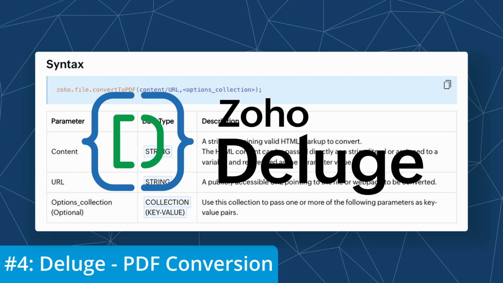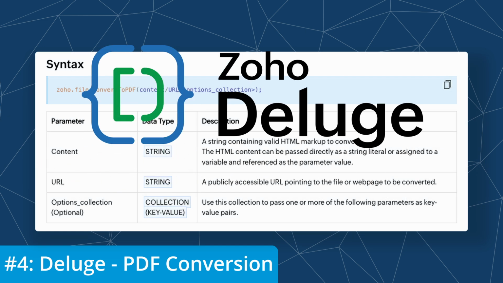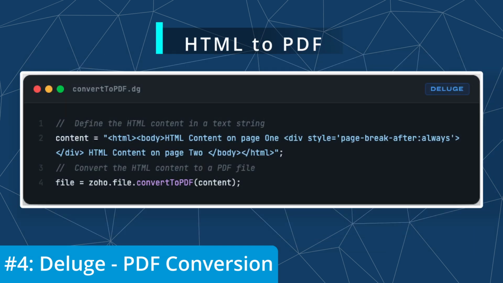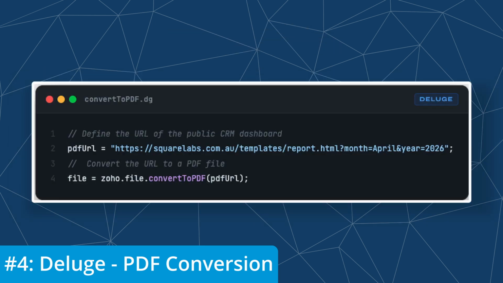The new Convert to PDF Deluge task takes HTML content as a string or from a publicly accessible URL as input and generates a formatted PDF with no external tools or third-party integrations required. What makes this particularly exciting is it preserves text, images, styles, and page layout and supports multi-page documents.